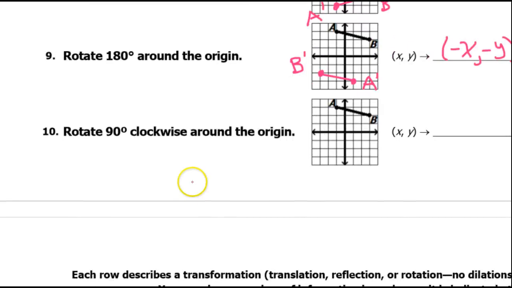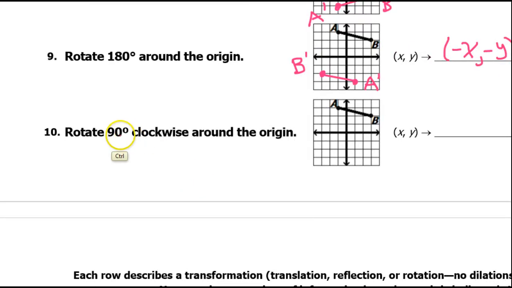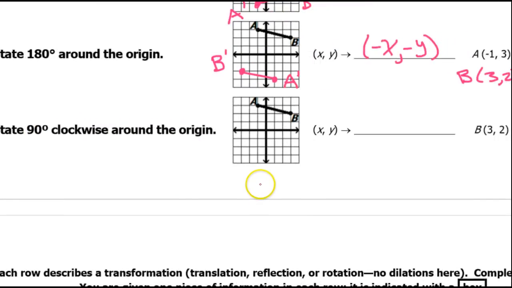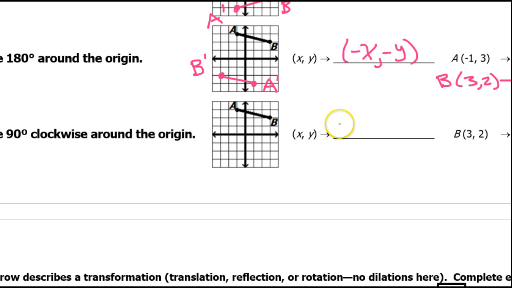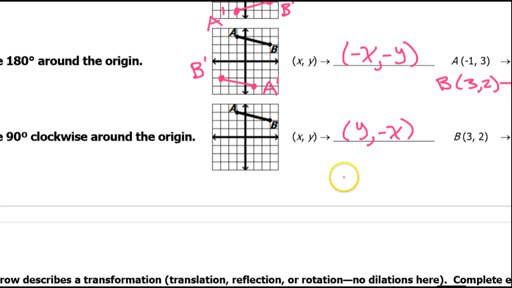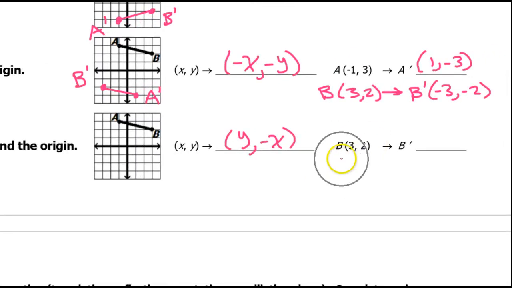Okay, now similarly we will do a 90-degree clockwise rotation. The rule for that is going to be (y, opposite of x). You just have to memorize that that's the rule for a 90-degree clockwise rotation. Let's use the rule again.